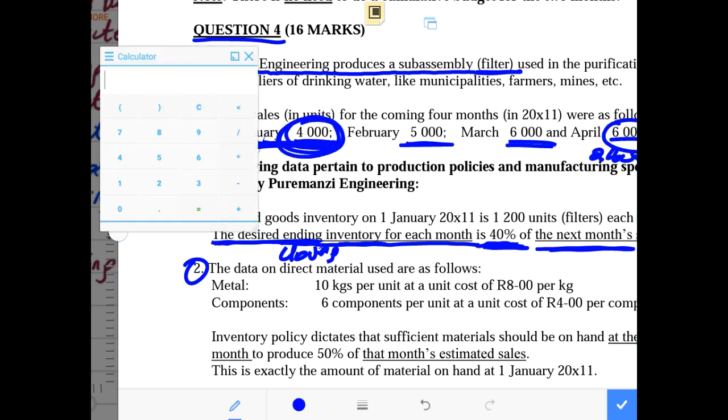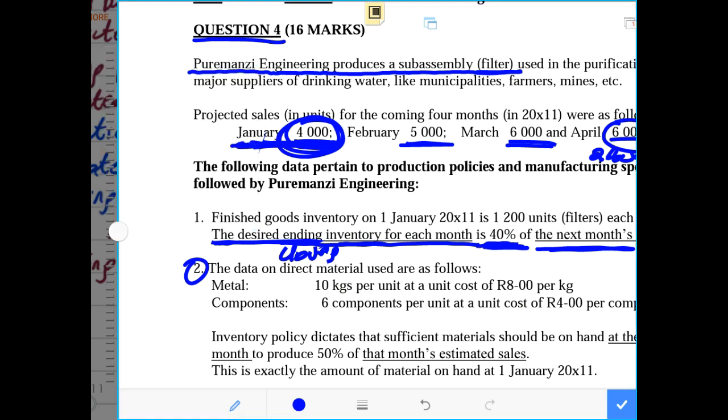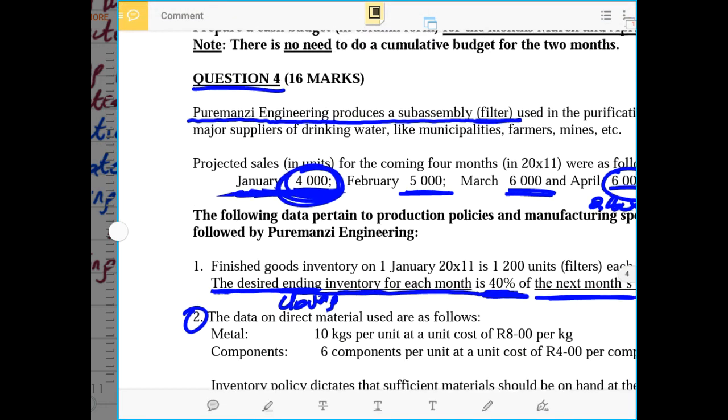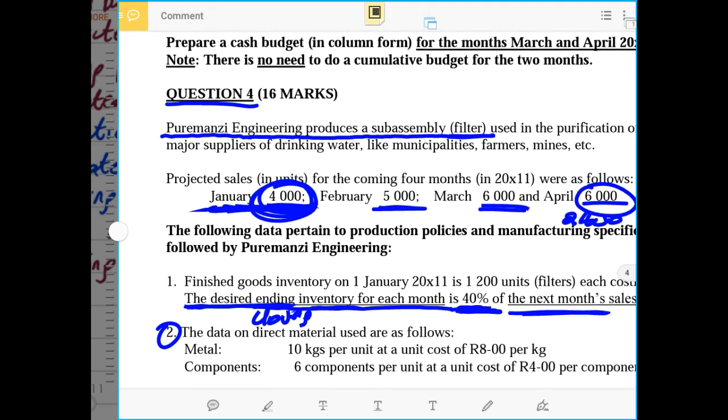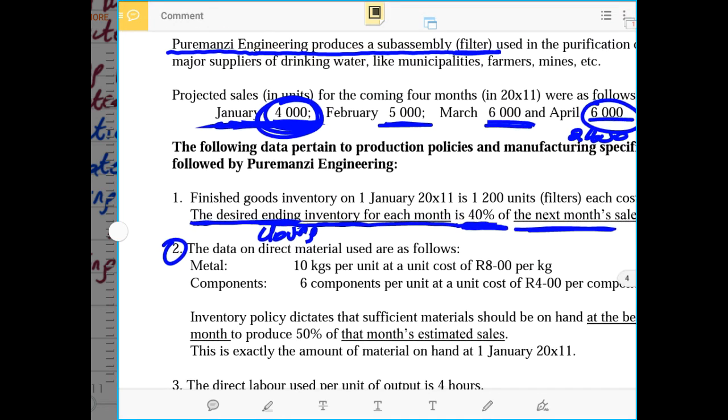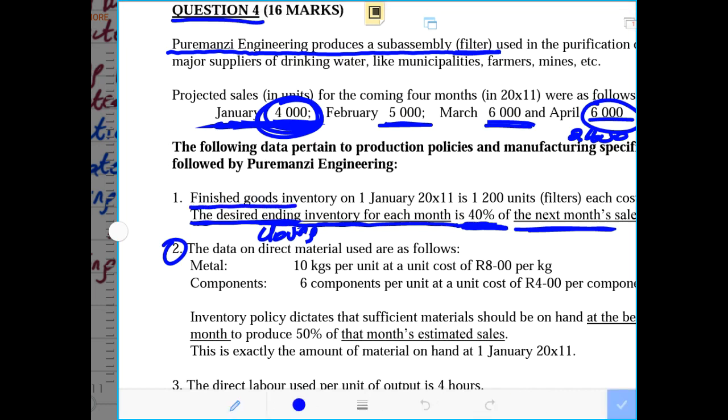That means we can say 4,000, we multiply that by 40%, it will give us a closing of 1,600, which is the closing of the month of, let us check first. If we're not given the opening, okay, it's given, we don't have to calculate it. I think there was 1,200, yes, it is already given. Here was the finished goods inventory in January, which is opening 1,200. They already gave us the opening.